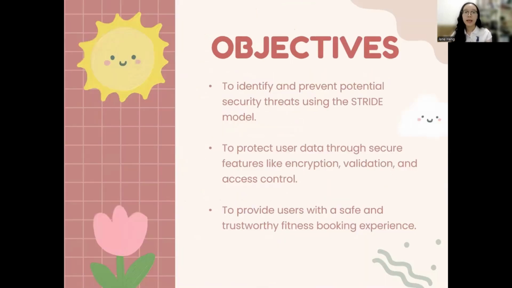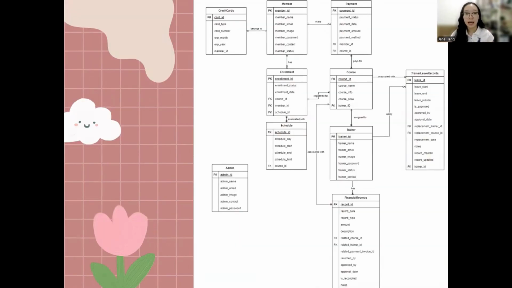I'm Jen Heng Jing. The objective of this project is to identify and prevent potential security threats using the STRIDE model, and also to protect user data through secure features, and lastly, to provide users with a safe and trustworthy fitness booking experience. And here comes our ERD diagram.